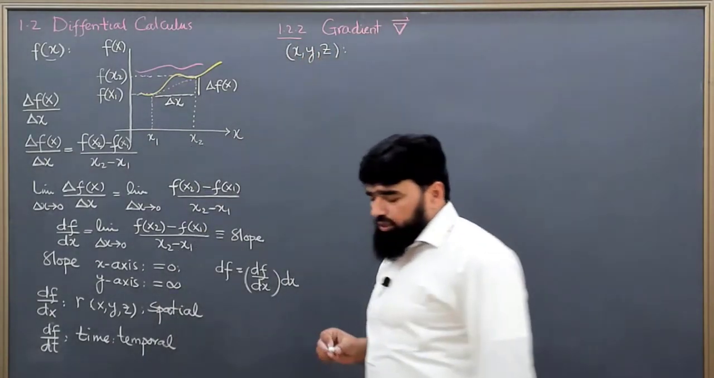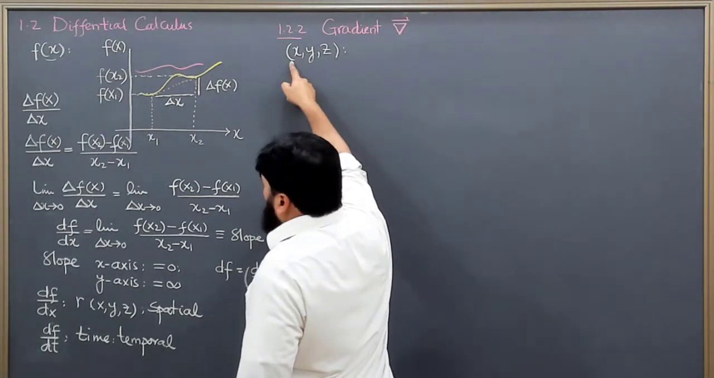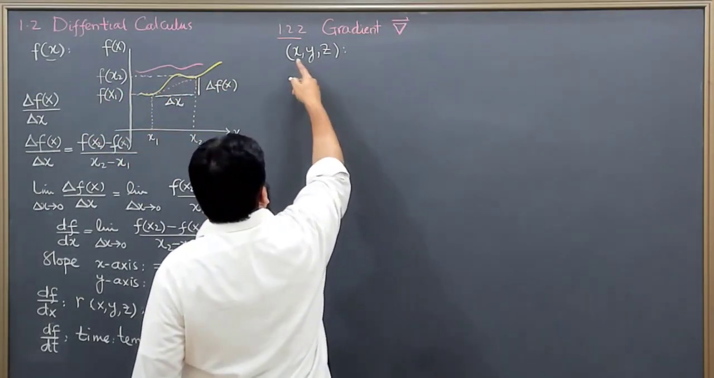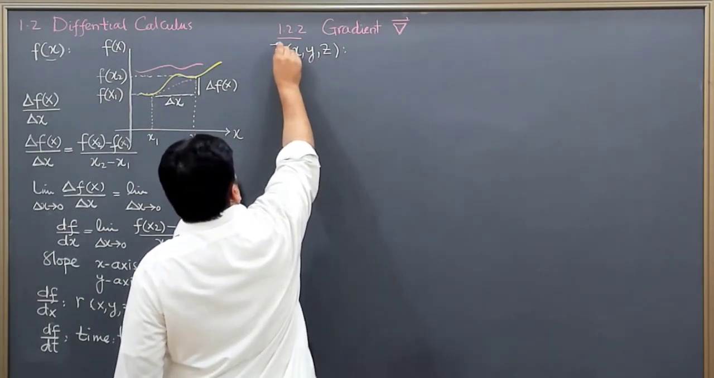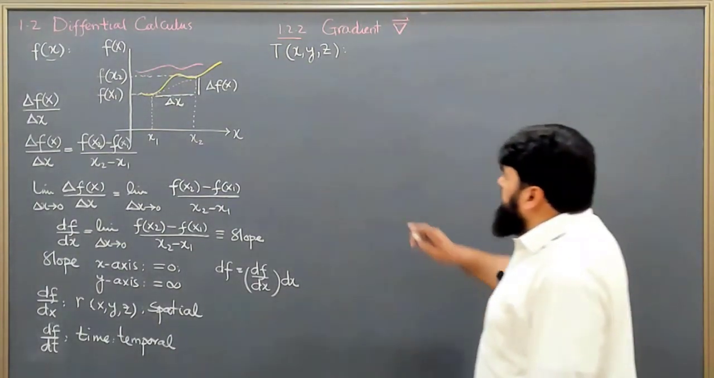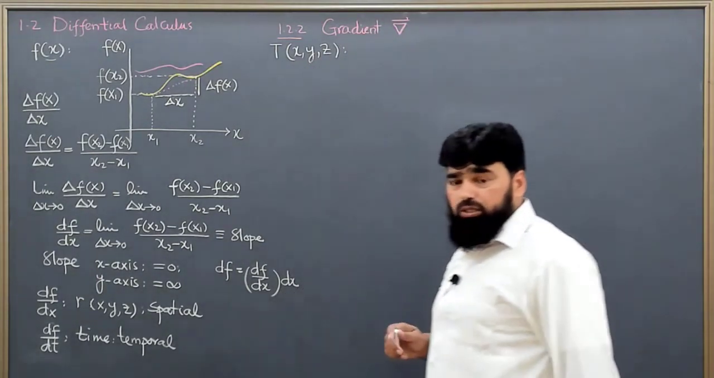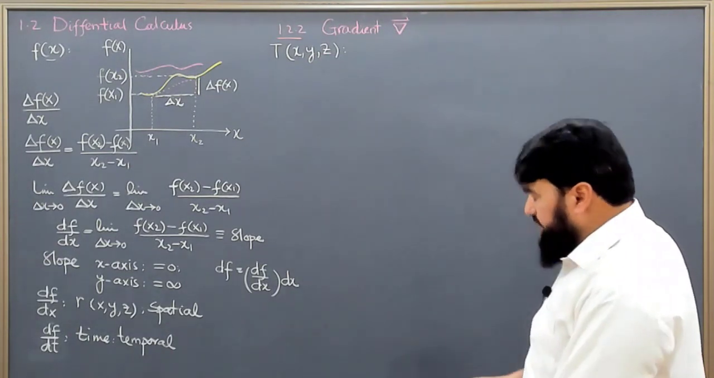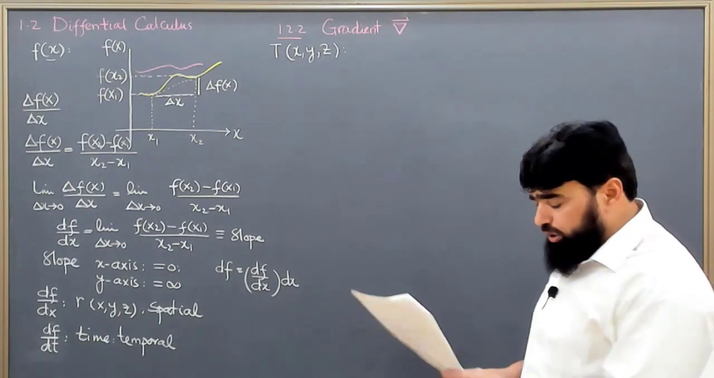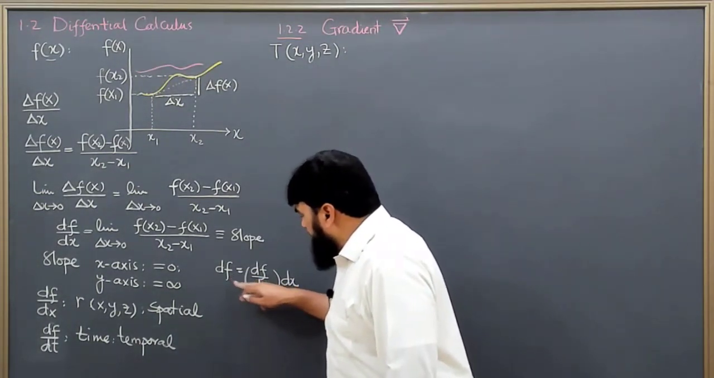Now, for example, if we have a function that is not only a function of the x variable, but also a function of x, y, and z, let's say that function is T. It's a scalar function of x, y, and z, meaning it depends on the three space variables, and we want to find the change in this function with respect to x, y, and z. So we will use the partial derivatives here, and we will utilize this relation.